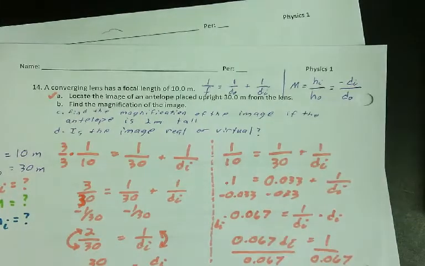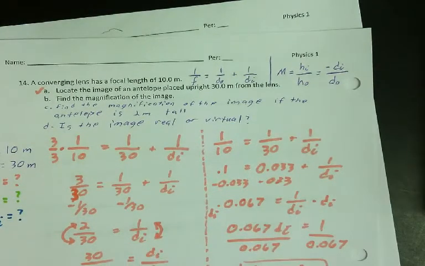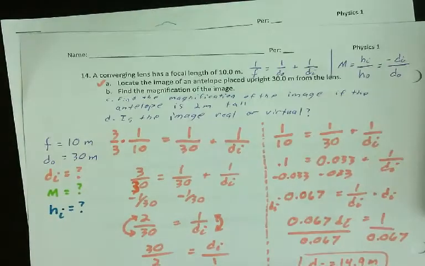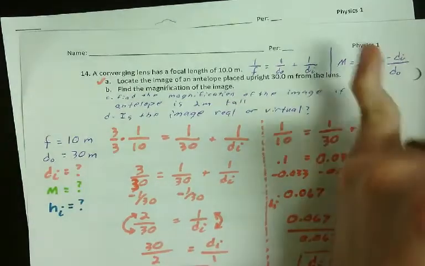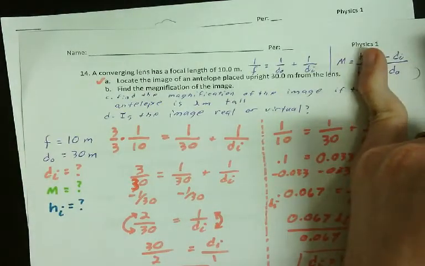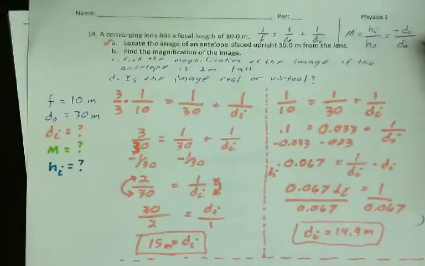And I know what you're thinking. You're thinking, Mr. B, what's going on with these double equal signs? Here's what's going on with them. You pick one, you ignore the other. So I have di, which I just found, and I have do, which was given to me. So I'm going to ignore the hi and the ho. I'm just going to pretend they're not even there. And I'm just going to write m equals negative di over do. That's it.